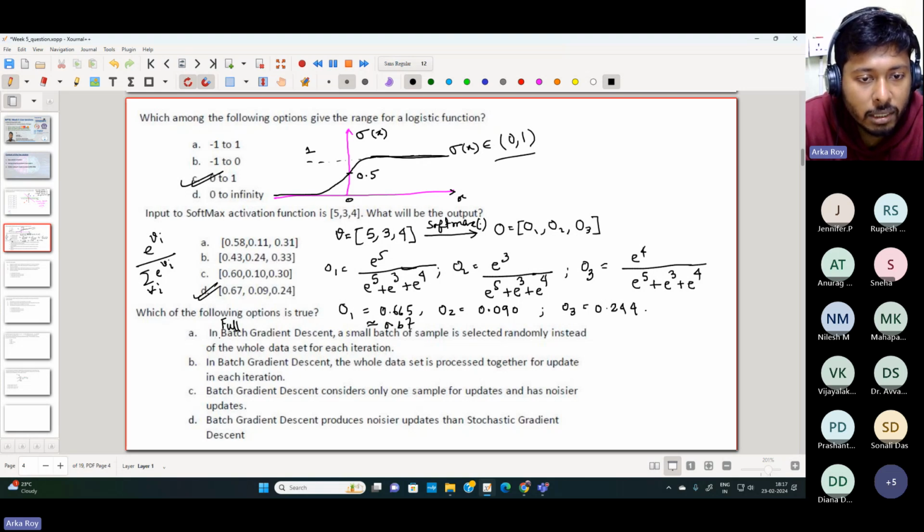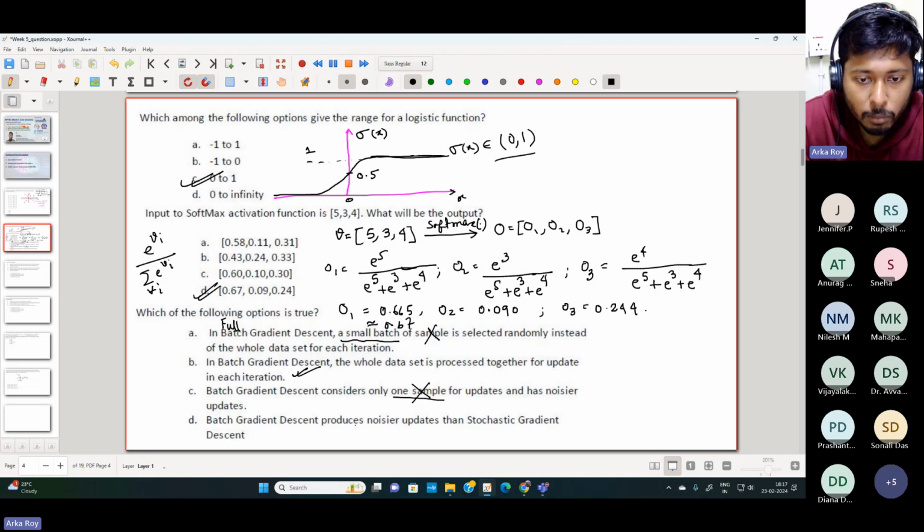So over here, let us start scanning the options. In the first option, it is written that in batch gradient descent, a small batch of samples. In batch gradient descent, there is no concept of small batch. So this refers to mini batch gradient descent. So this particular option is incorrect. In batch gradient descent, the whole data set is processed together to update in each iteration. So it is okay. Batch gradient descent considers only one sample. Again, it is wrong because one sample corresponds to stochastic gradient descent.